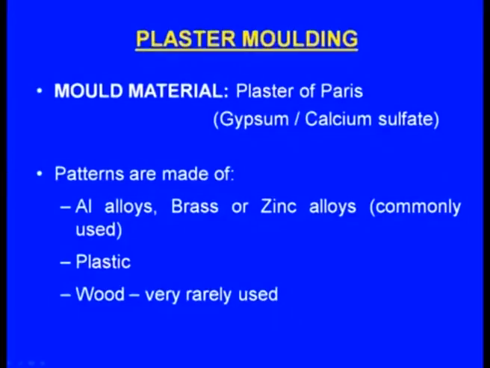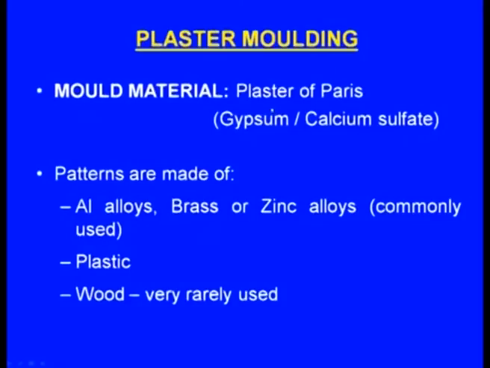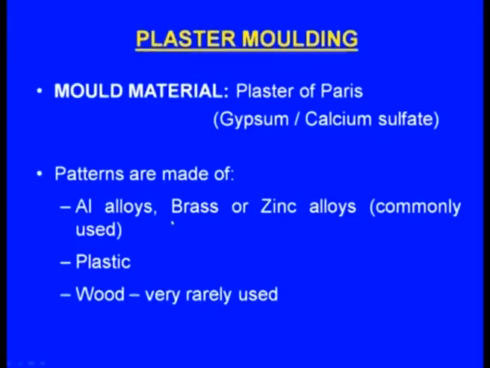Now, in the case of plaster molding, what is the molding material? Just like in the case of green sand molding, the mold material is the green sand. Similarly, in plaster molding, the molding material is plaster of Paris, or gypsum commercially, and chemically it is calcium sulphate. Now, what is the material of the pattern? Aluminum alloys, brass or zinc alloys. Sometimes plastic is used and rarely wood is also used.